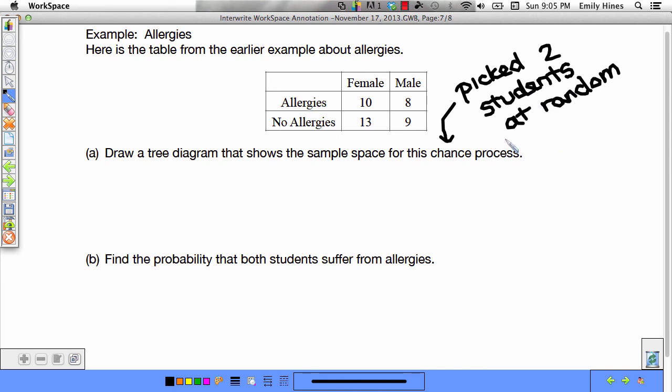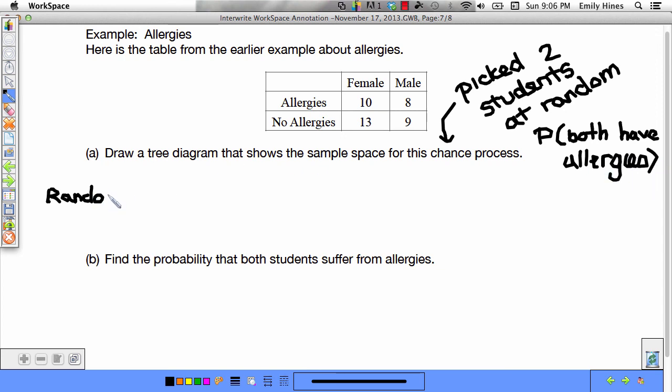Well, in this case, I just want to make the tree diagram. So I'm going to say, here we go at the beginning, where I'm randomly selecting a student. And in this case, we are going to do the probability that they both have allergies. Because I do need to know that I'm working with allergies and not with gender. Okay, I want the probability that they both have allergies. So I'm going to randomly select a student.